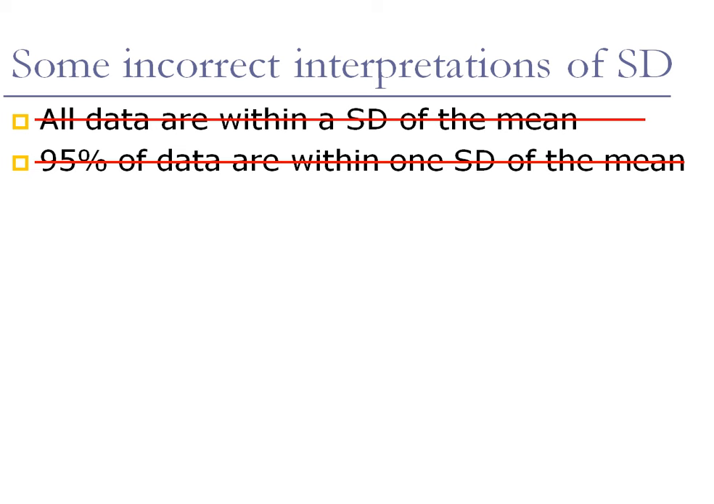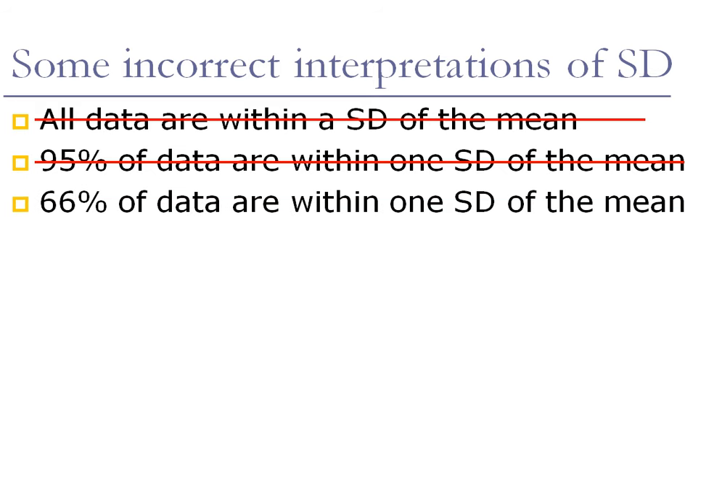Some people are getting very close to a correct interpretation and saying that 66% of the data are within one standard deviation of the mean. We are now very close to the truth of the matter, but even this one is not correct. Okay, why? Where are all these interpretations coming from, and what is the correct one?